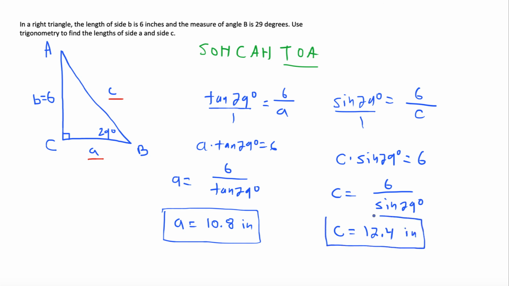And make sure you draw that diagram out, make sure you label what is known, right? And then your job will be to use the correct trig ratio in order to solve for these missing values.